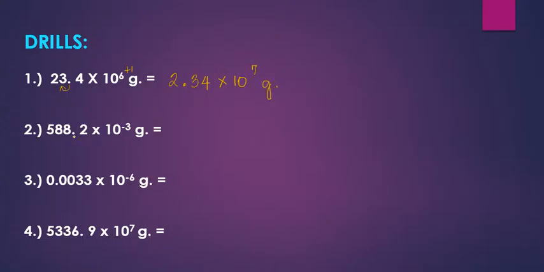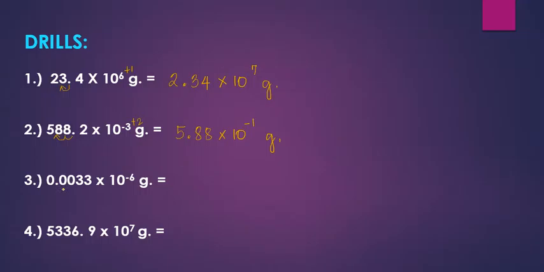Number 2, 588.2. That's not correct. So let's move it over here between 5 and 8. That would be 5.88 times 10. From 588 to 5.88, it decreases. So your exponent should increase. And you move two places, so plus 2. So your new exponent is negative 1.